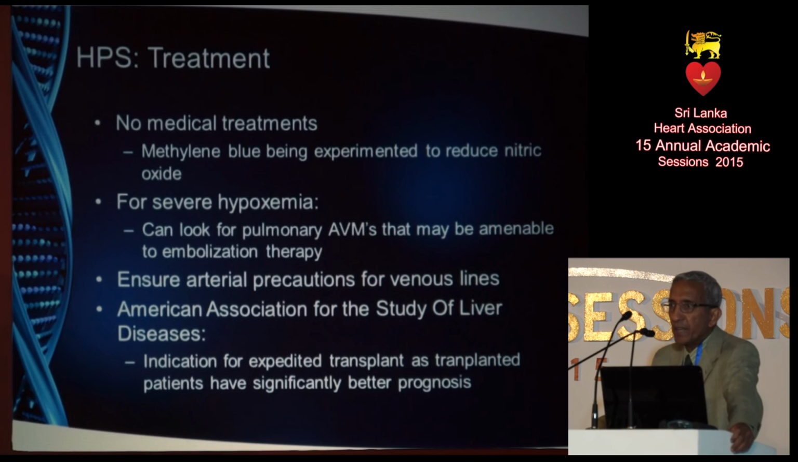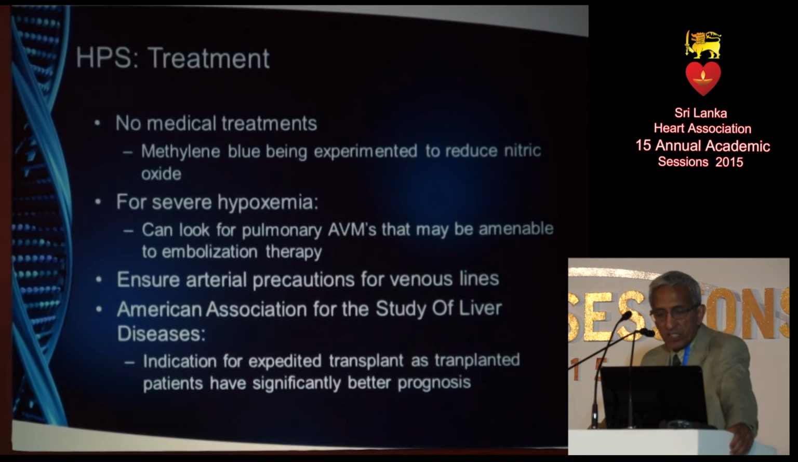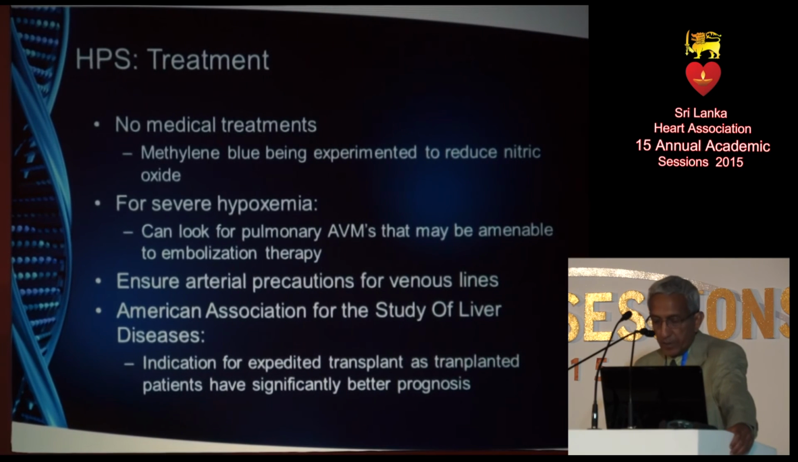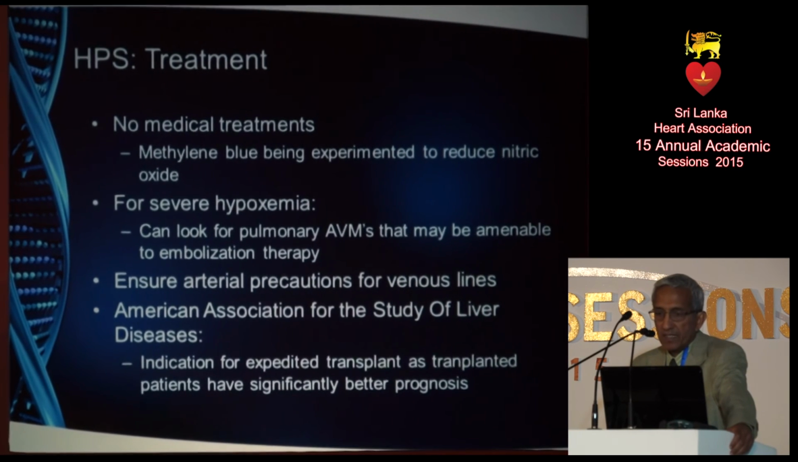Treatment-wise, no real medical treatments are available. If there's severe hypoxemia, you may be able to embolize a pulmonary AV malformation if there are large ones found. Obviously, you will want to ensure arterial precautions for venous lines, and this is considered an expedited indication for transplant.